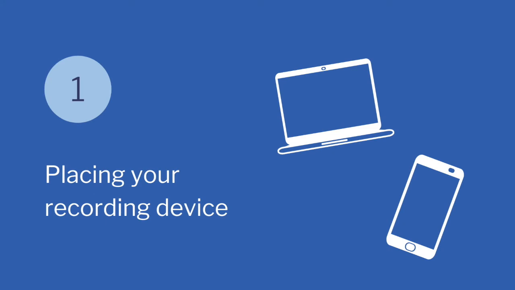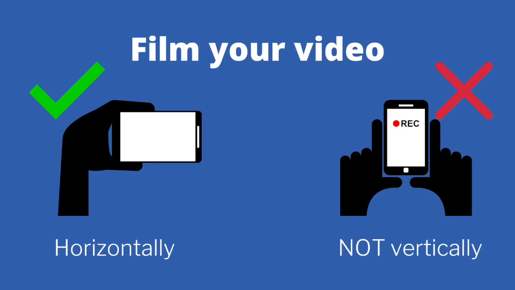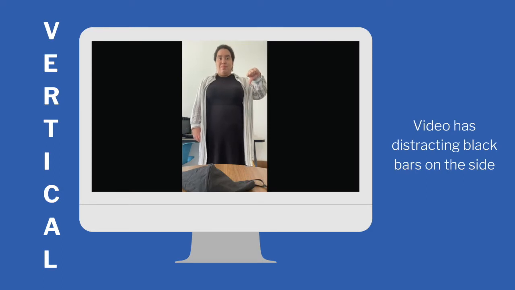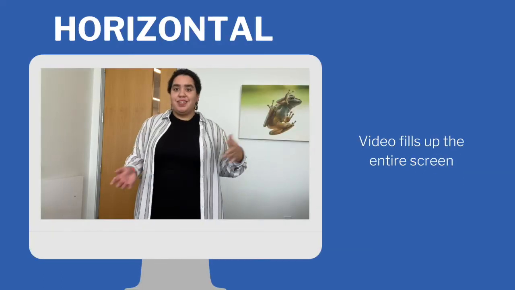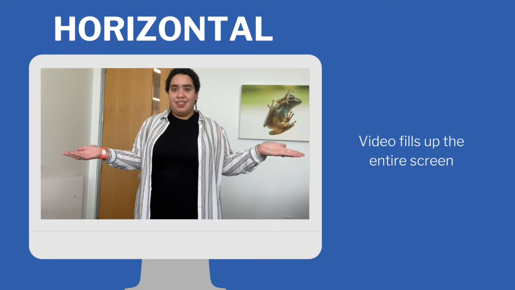First, let's talk about placing your recording device. Place your recording device horizontally. Vertical videos will have black bars in the sides that can be distracting, but when you record horizontally, the video will fill up the entire screen.